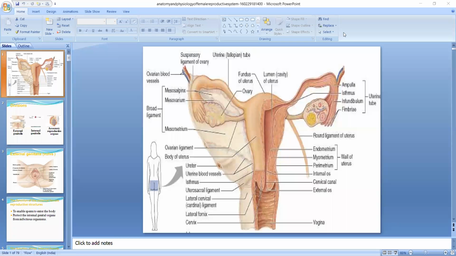Today we are talking about the female reproductive system. First, we will see that there are some external features and some internal features, and some accessory organ that is the breast. First, we will see the external part of the reproductive system, and collectively we will say that in one term, that is the vulva.